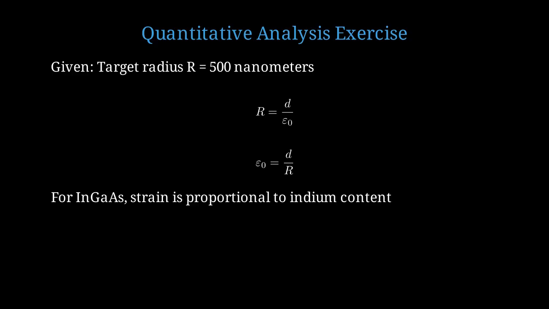The mismatch is about 7% per unit indium fraction. So the required indium content is X equals epsilon 0 divided by 0.07, which gives X equals 0.57. This corresponds to In 0.57 Ga 0.43 As.